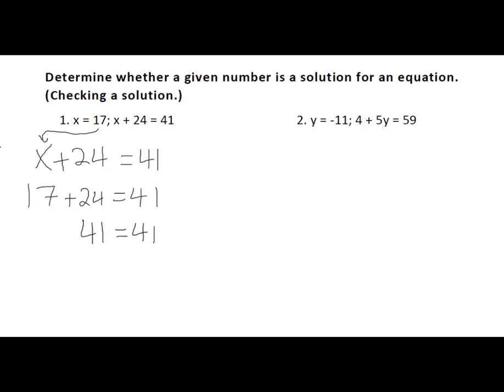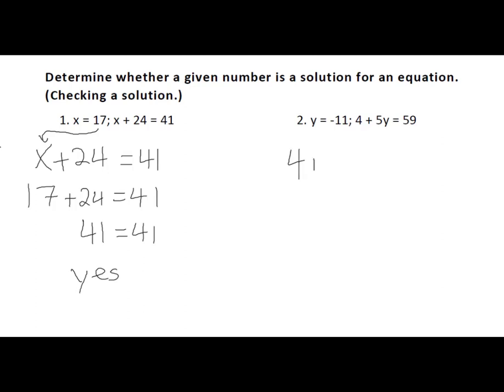So you can see here that the left side is 41, right side is 41, so we can say this does equal this, so this is a solution. So we can just answer it and say, yes, it is a solution. Over here, we're going to do the same exact thing.